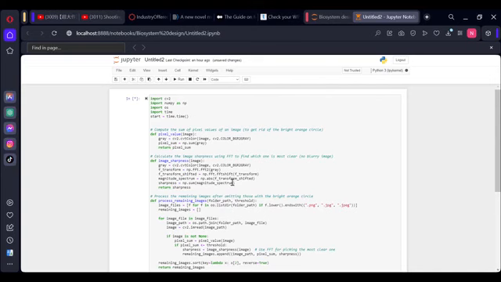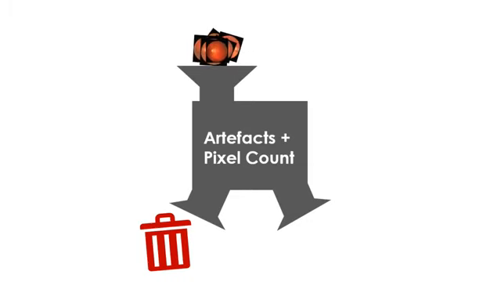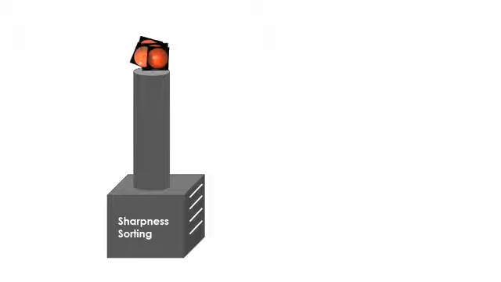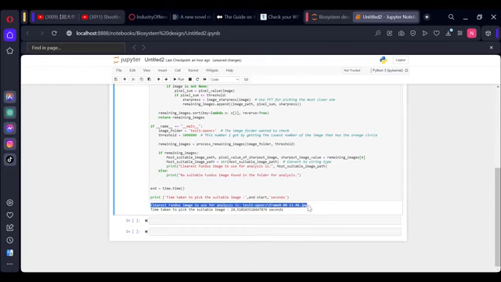Now, we need to pick the best images to analyze. We first filter out frames with lots of artifacts, which we can detect by calculating the pixel values of the image. We then rank the remaining images by their sharpness, and the sharpest image will be our priority for analysis.